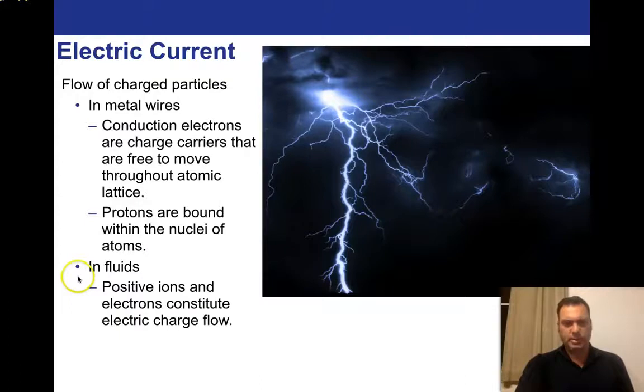But in fluids, it's a little bit different. Positive ions, called cations, and electrons constitute electric charge flow. So in this case, you can actually have the atom, as long as it's an ionic atom that's positive, follow the rules that we're describing here as well. We're going to concentrate mainly on the stuff in metal wires, but just understand that in fluids, this can be a major component.